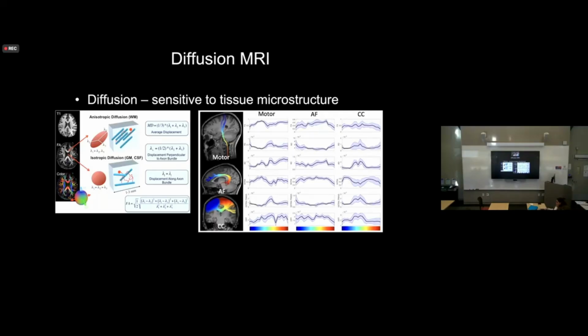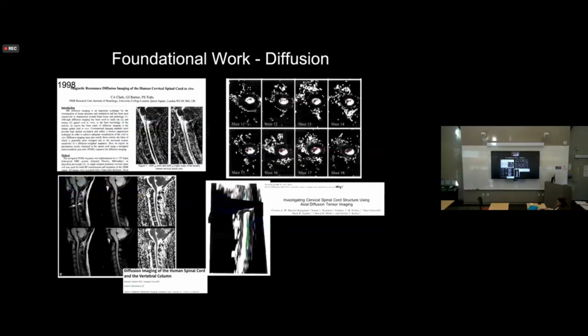Then we can calculate our standard axial diffusivity, radial diffusivity, mean diffusivity, and fractional anisotropy for those tissues. And we say, well, if there's going to be tissue loss or axonal loss, then there's going to be changes to some of those diffusion parameters. This work was pioneered years and years ago. These are the papers I started reading when I started in the field in 1998 and even beyond, where we can indeed get information from the spinal cord using diffusion.